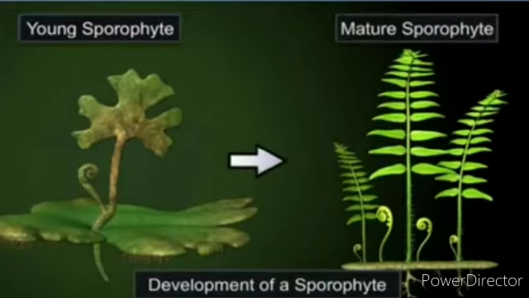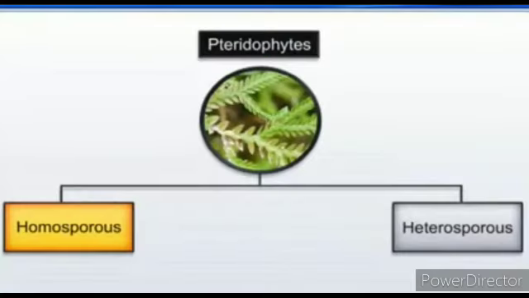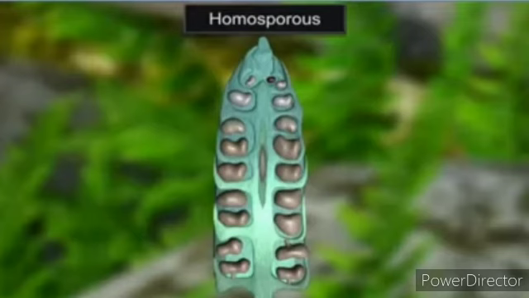In the majority of the pteridophytes, all the spores are of similar type. Such plants are called homosporous. Morphologically similar types of spores are called homosporous. Homo means the same, sporous.